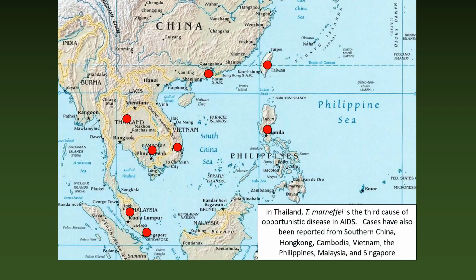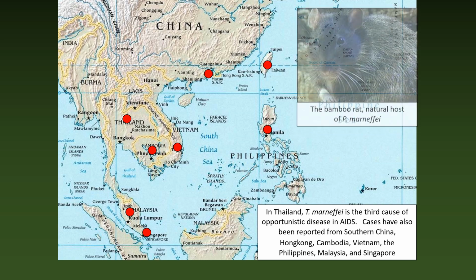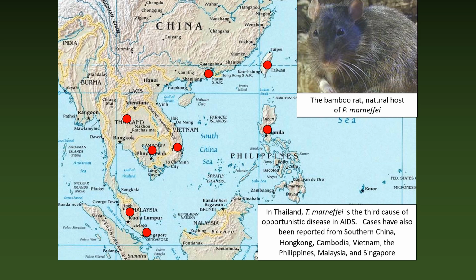involvement. In Thailand, Talaromyces marneffei is the third cause of opportunistic disease in AIDS. Cases have also been reported from southern China, Hong Kong, Cambodia, Vietnam, the Philippines, Malaysia, and Singapore. The bamboo rat is the natural host of P. marneffei, but it is unknown whether it plays any role in the transmission to humans.